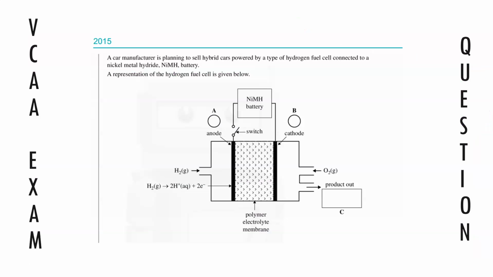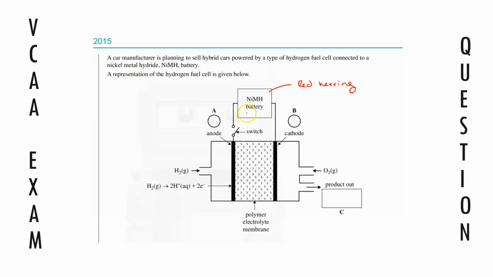Just one quick thing before I finish up here is I want to show you a typical question from VCAA that looks at a fuel cell. This is from the 2015 exam, and it shows that a car manufacturer is planning to sell hybrid cars powered by a type of hydrogen fuel cell connected to a nickel metal hydride battery. And then they give us a diagram. This battery here is a red herring. This is here to confuse you and make you think that it might be electrolytic. It is a fuel cell.